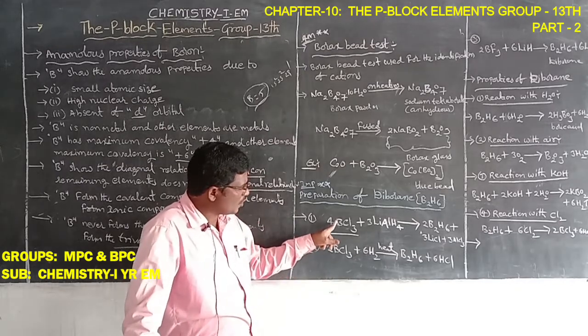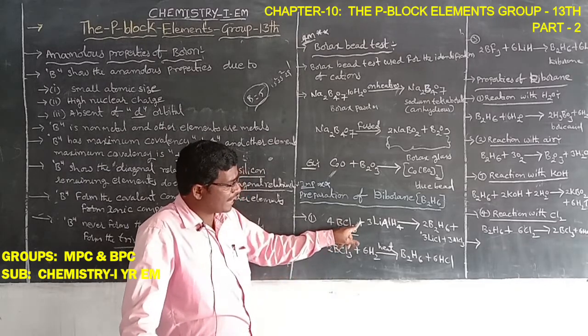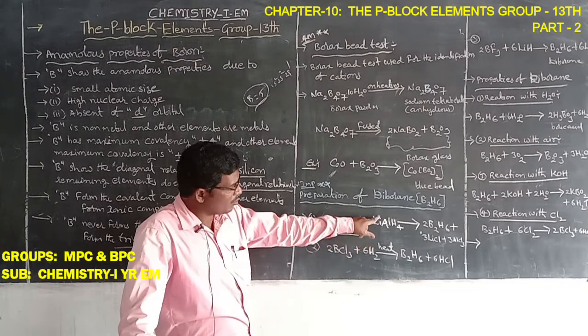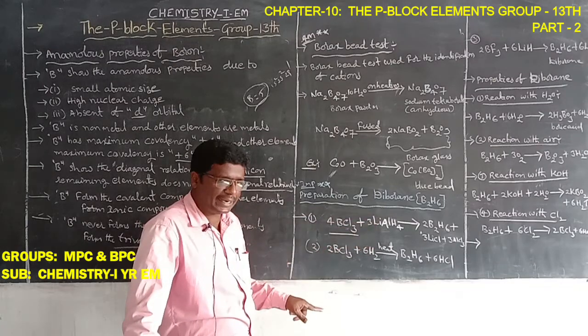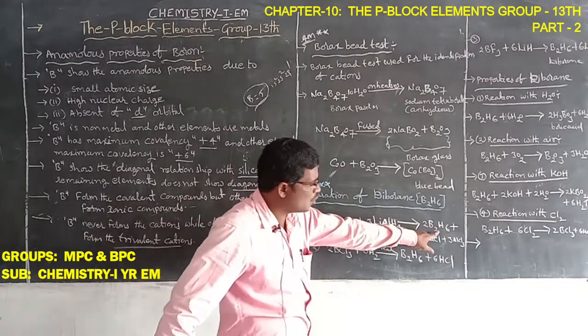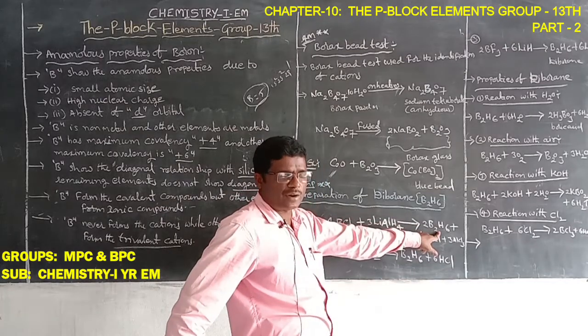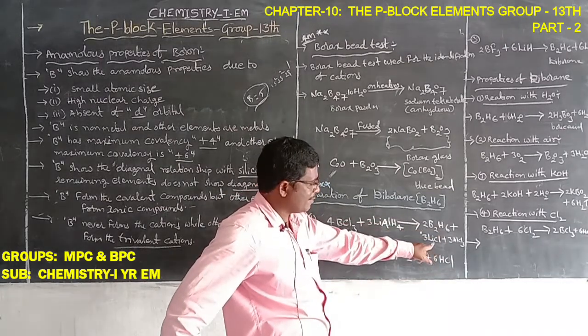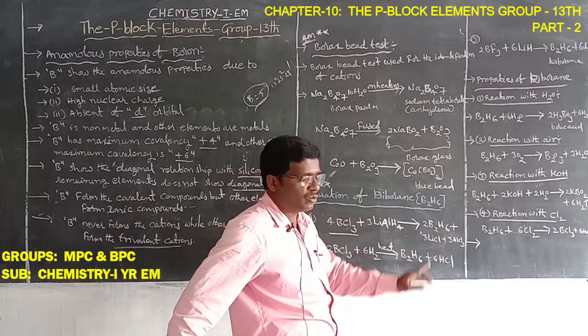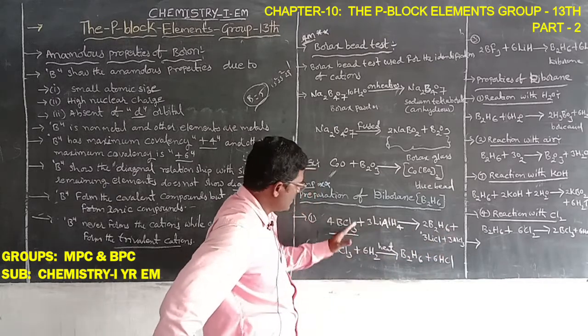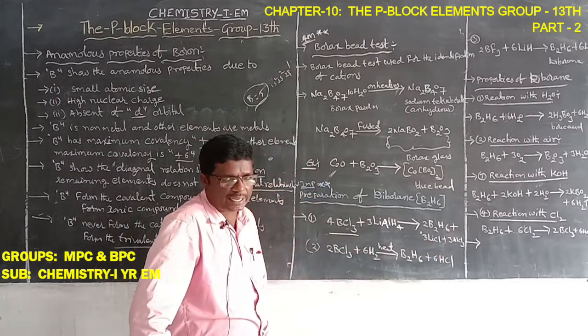Here, 4 moles of boron trichloride reduced with 3 moles of lithium aluminum hydride form 2 moles of diborane, formula B2H6. The remaining products are lithium chloride and 3 moles of aluminum trichloride. That is the first preparation of the diborane.